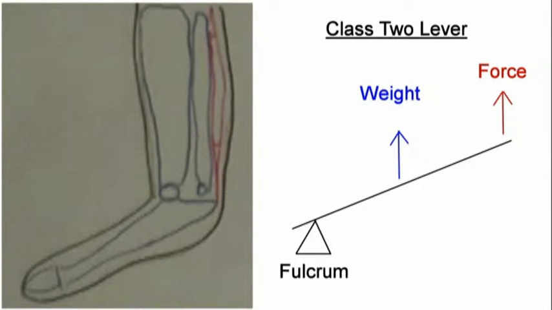A Class 2 lever is demonstrated when the heels are raised. The whole body is lifted in this action, where the link between the toes and the sole of the foot acts as the fulcrum, and the calf muscles apply the force necessary to lift the body.